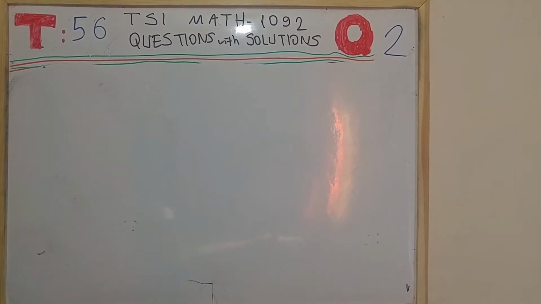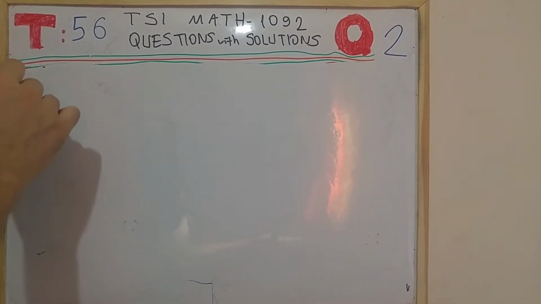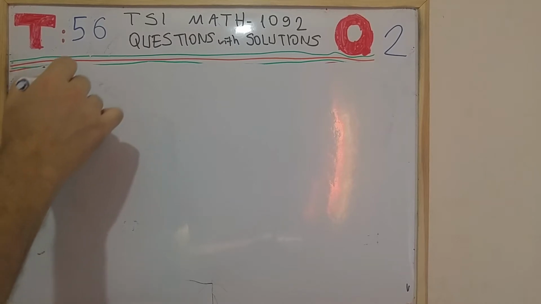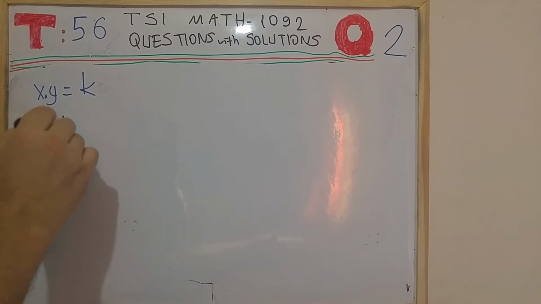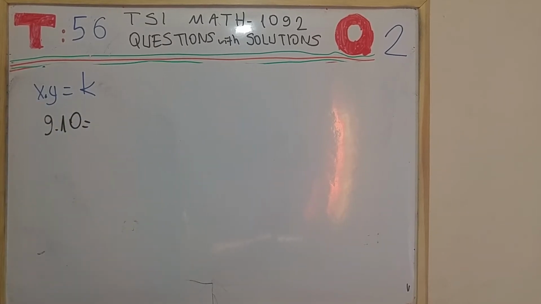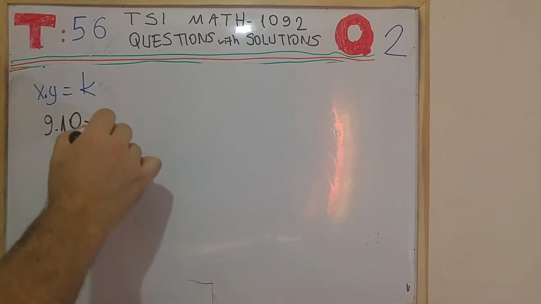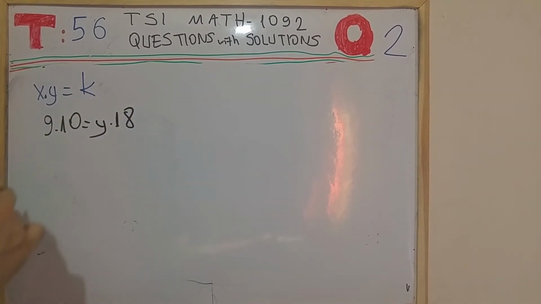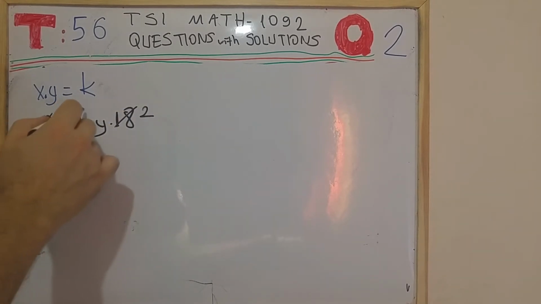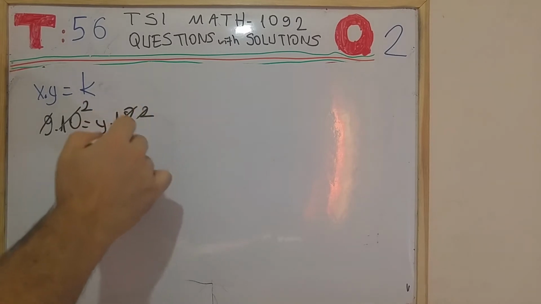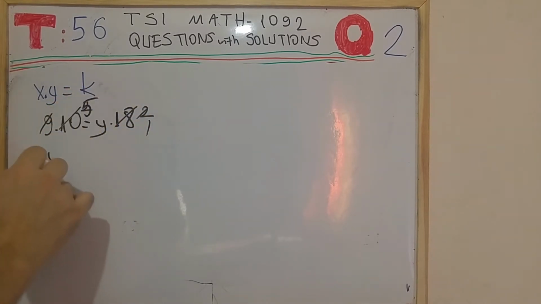This time we have x and y as inversely proportional. Therefore, their multiplication must be something constant. And we are given that when x is equal to 9, y is equal to 10. Therefore, 9 times 10 must be equal to the y value that we're looking for times 18. Therefore, what we can do is just to simplify these values. This will become 2. We have 10 here, and we just divide this into 2. And this will become 1, 2. This will be 5. Therefore, y is equal to 5.